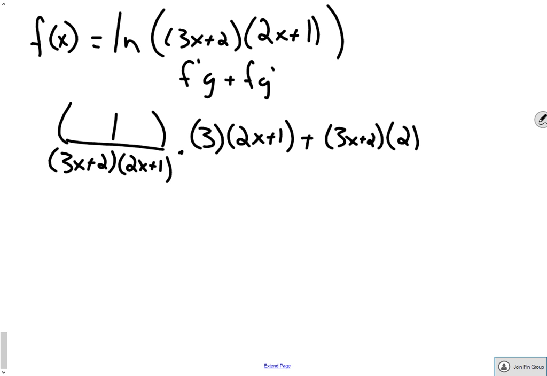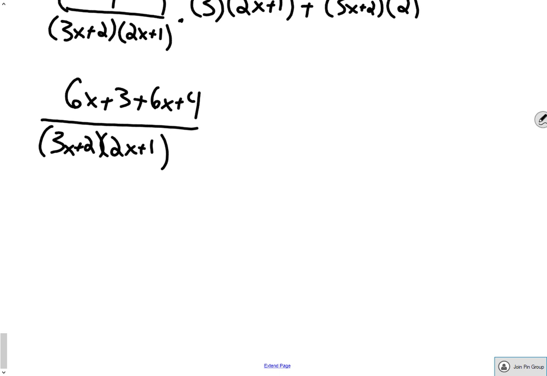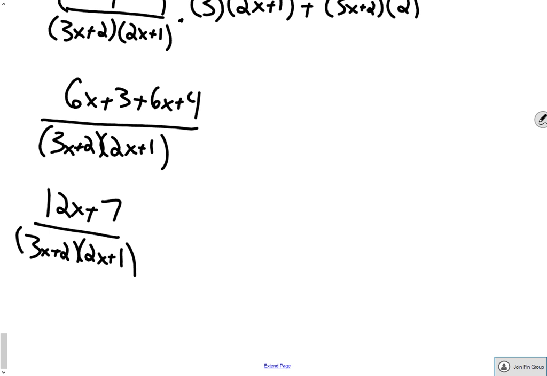Okay, now I'll do some distribution, and I'll combine this stuff. And then I'm not going to touch the bottom, leave that alone. So it's going to be 6x plus 3 plus 6x plus 4. Add it all up, 12x plus 7 over 2x plus 1. Boom. Done.